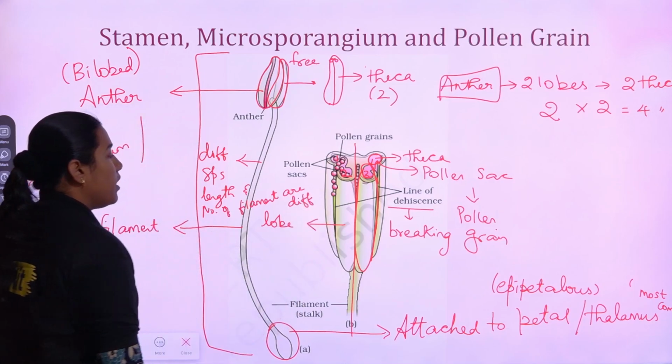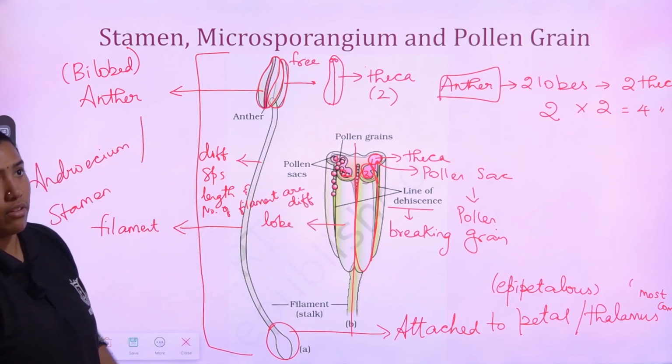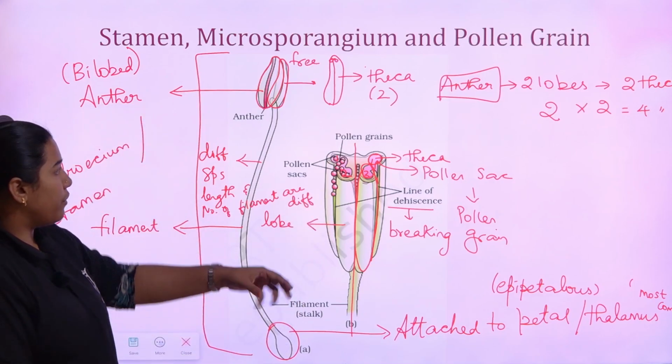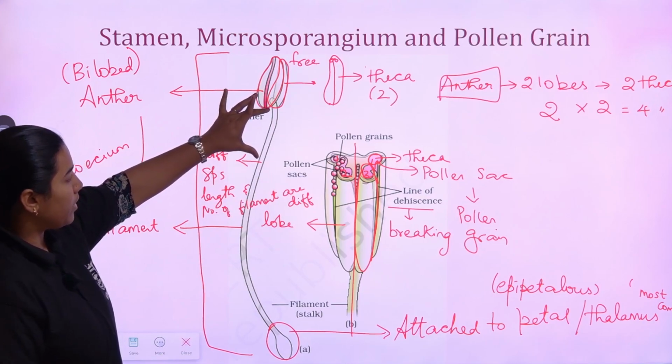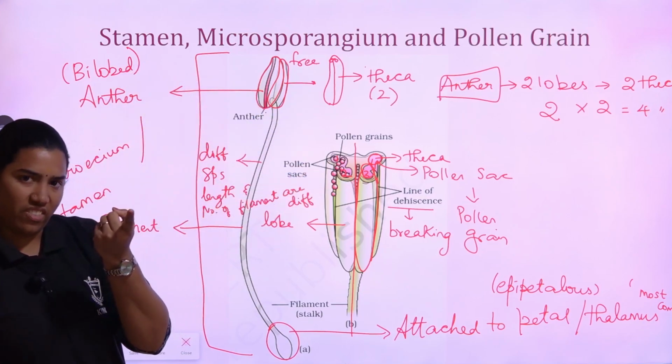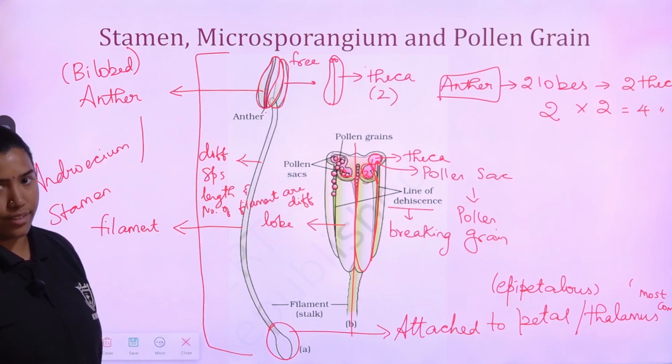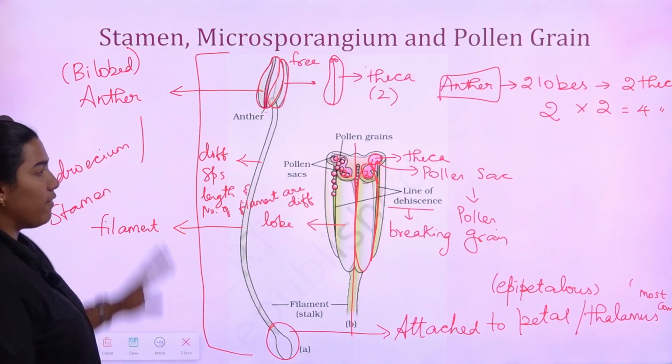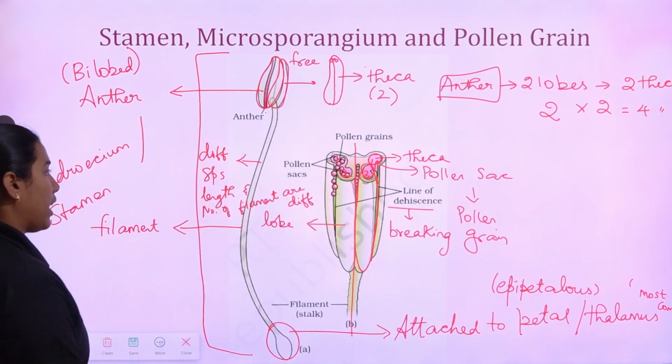Okay, the number and length of filament may not be the same for all species. So different, some of them will be having this much filament length, some will be having this, some will be having 10 filaments, some will be having only one. There are varieties. Okay, let me have a quick revision of this and we'll move.